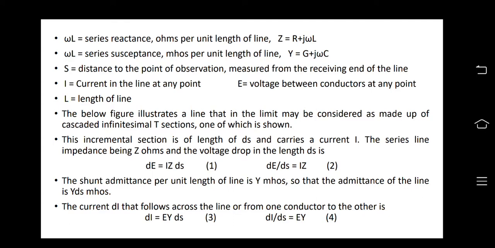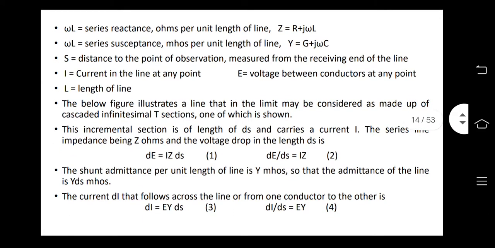S will be the distance to the point of observation measured from the receiving end of the line. I is the current at any point in the line, and E is the voltage between any conductors at any point, and L is the length of the line. The below figure shows that it's made of infinite multi sections.